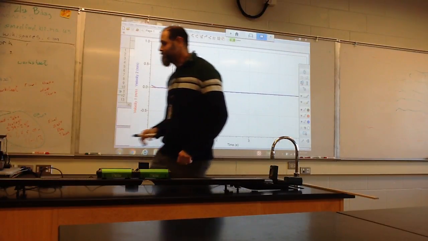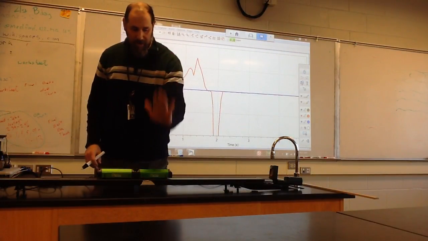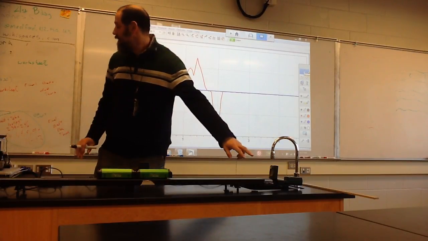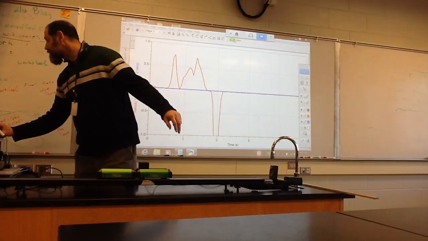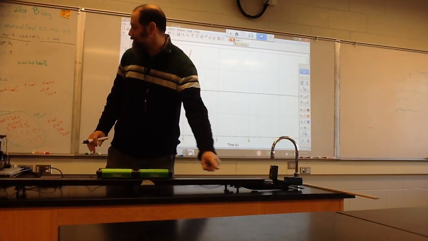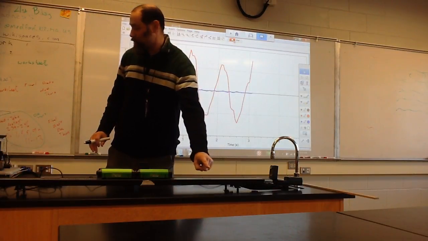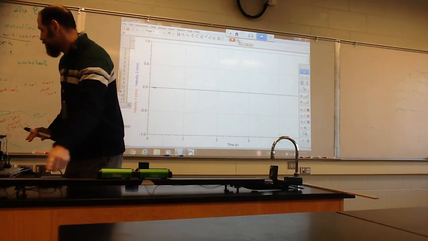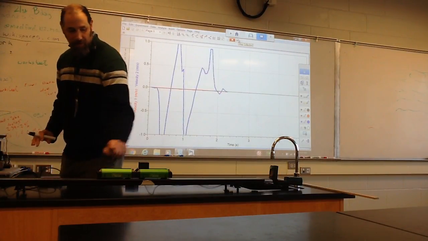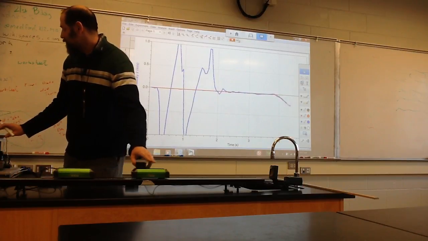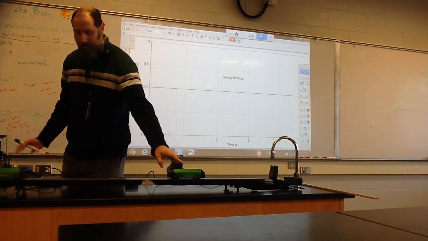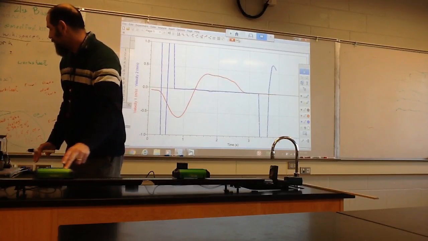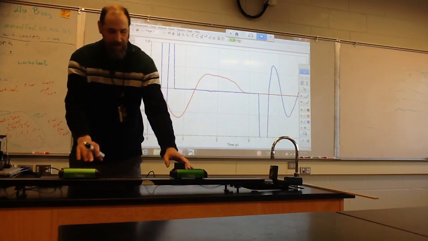Just as a little review, as we set this up, this is cart 1. Okay, this is red. Cart 1 is being measured in red, cart 2 is being measured in blue. Here's 2 in blue. So this is 2, this is 1, and when things move to the right, that's positive. When things move to the left, that's negative. Okay?